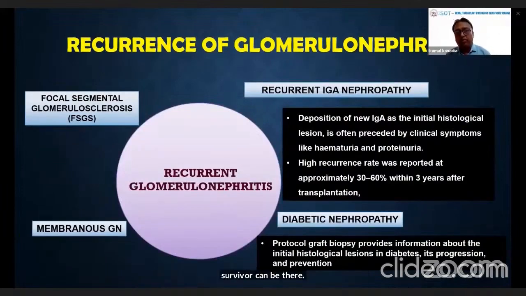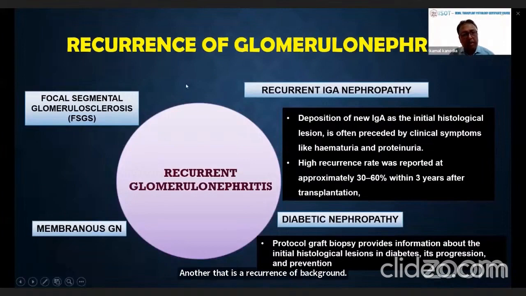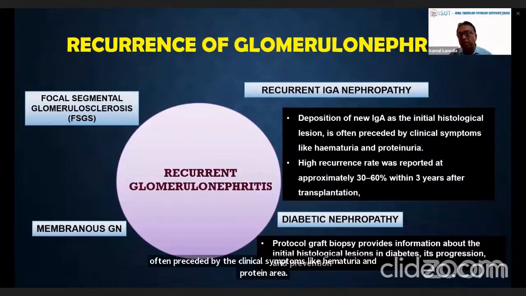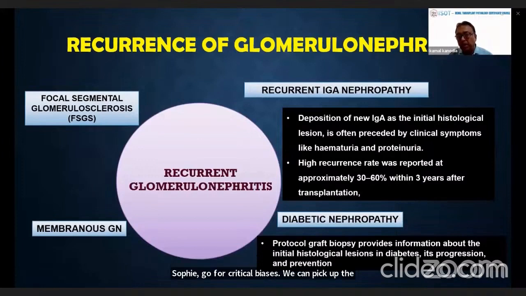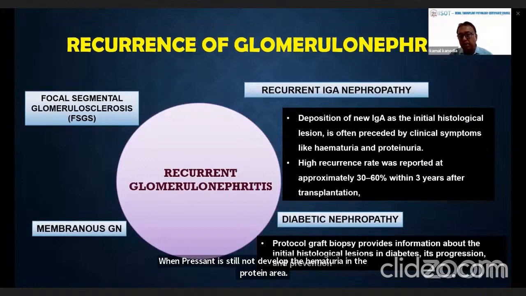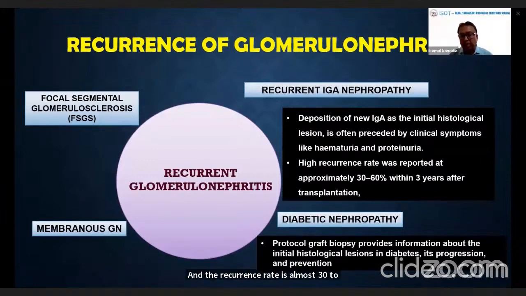Another condition is recurrence of glomerulonephritis. Different diseases recur, like FSGS, membranous nephropathy, IgA nephropathy, and diabetic nephropathy. These conditions recur after transplantation. In IgA nephropathy, deposition of new IgA as the initial histologic lesion is often preceded by clinical symptoms like hematuria and proteinuria. With a protocol biopsy, we can pick up IgA nephropathy when the patient has still not developed hematuria and proteinuria. The recurrence rate is almost 30 to 60% within 3 years of transplantation.